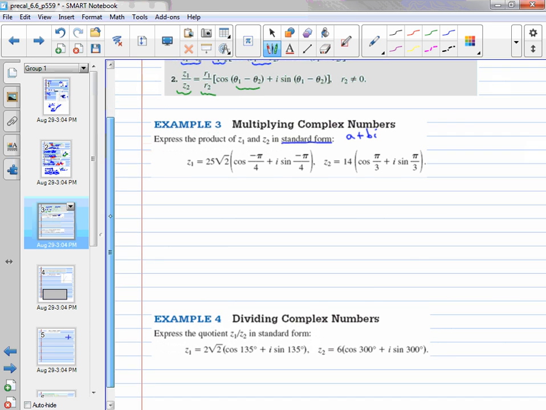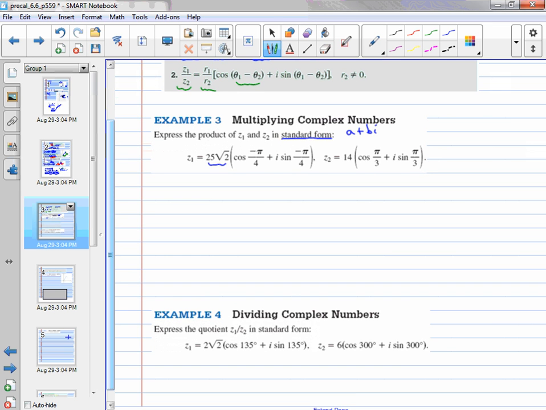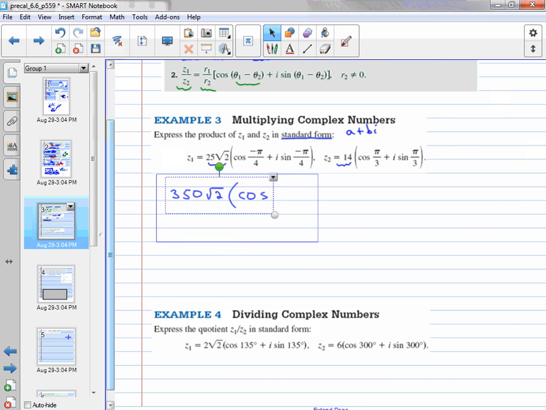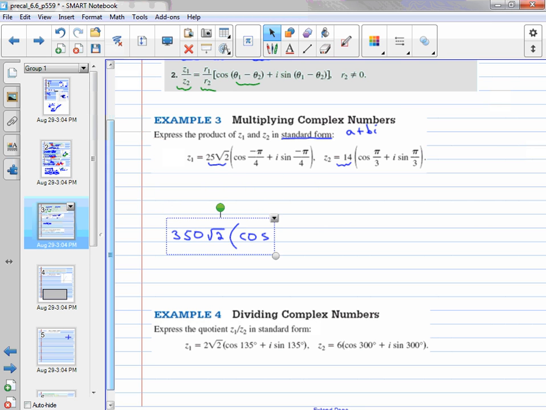All right, so if I use the trig form and I multiply it together, well, I first need to multiply the two radii, or the moduli, together. So if I multiply 25 square root of 2 times 14, we get 350 square root of 2, parentheses, cosine. Now I need to add those angles together. So we need to take negative pi over 4 and add to it pi over 3. Well, if I'm going to do that, I need a common denominator of 12, don't I?